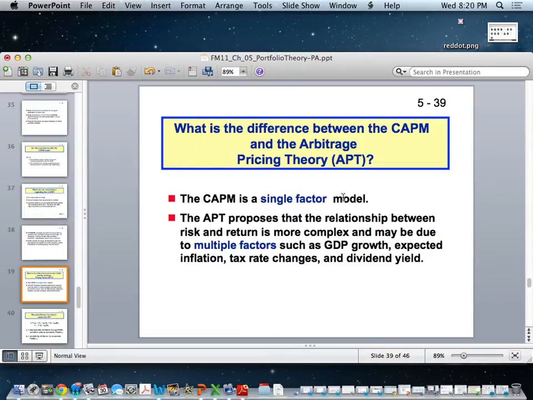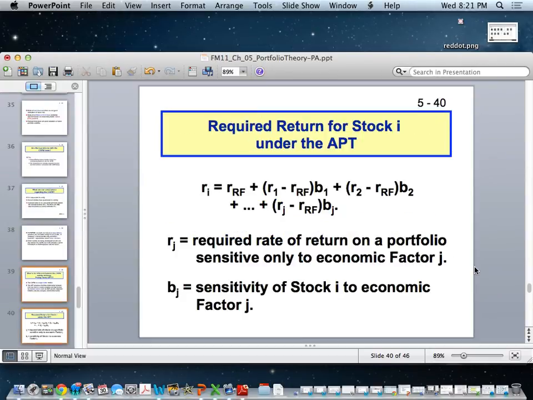The CAPM is a single factor model. Steve Ross and Richard Roll, of Dartmouth, MIT and UCLA, proposed the APT, the arbitrage pricing theory, that the relationship between risk and return is more complex and may be due to multiple factors such as GDP growth, expected inflation, tax rate changes, and dividend yield. So what they did is they took the single factor CAPM and extended it to multiple factors. Now beta is no longer just the sensitivity to the market, it is a sensitivity to any factor, where the market is one of the factors.